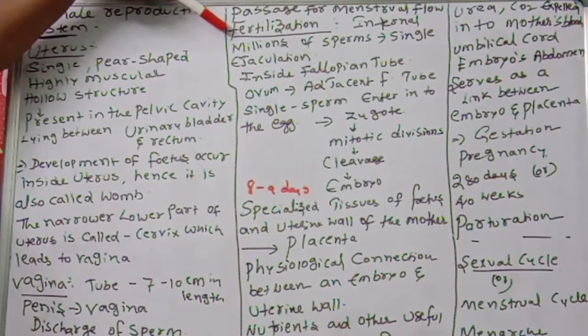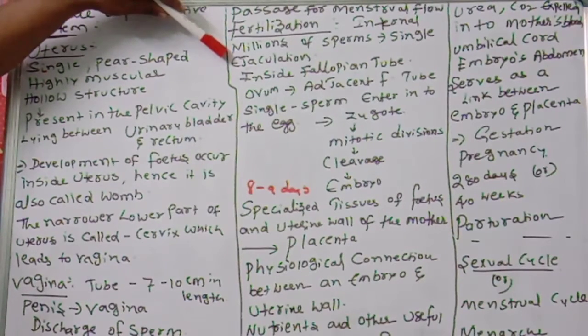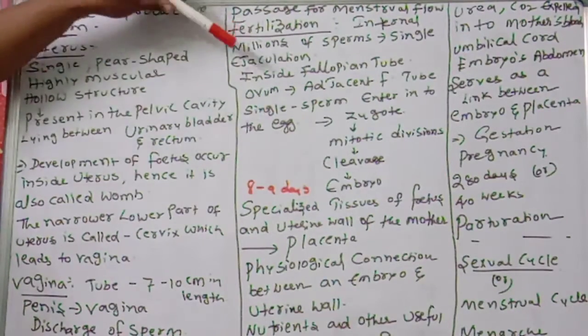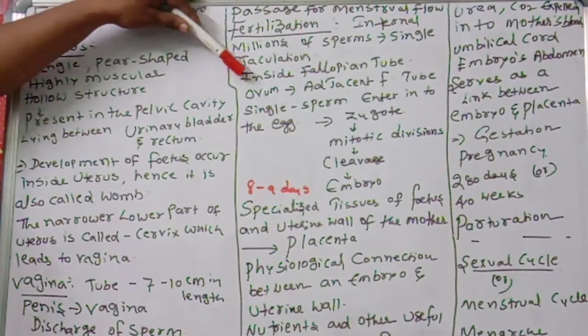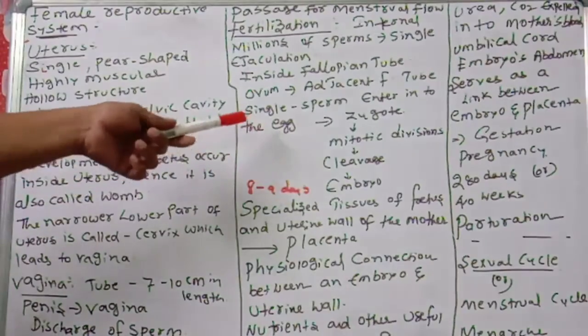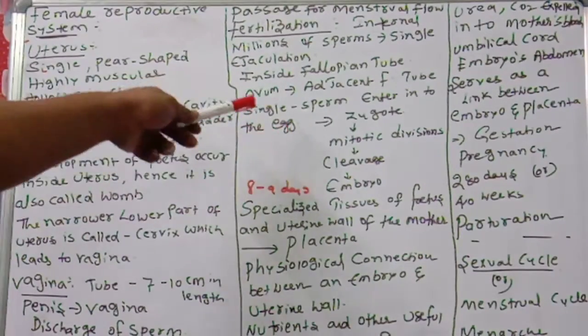Next, fertilization is internal. If the male and female gametes fuse inside the body, that is called internal fertilization. Millions of sperms are released at the time of a single ejaculation, but only one sperm enters into the egg. Inside the fallopian tube, the ovum will be there, adjacent to the fallopian tube. So the egg and the sperm together produce what?